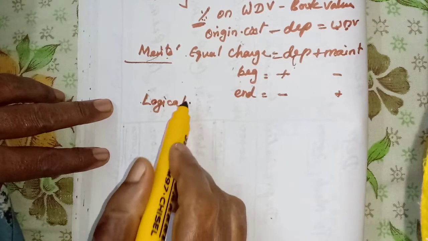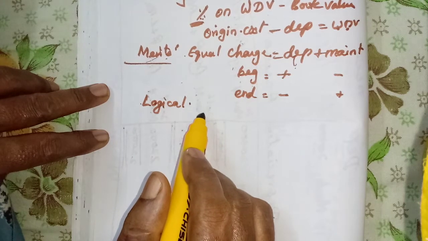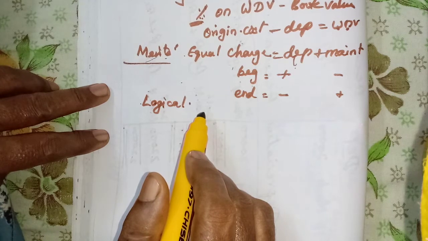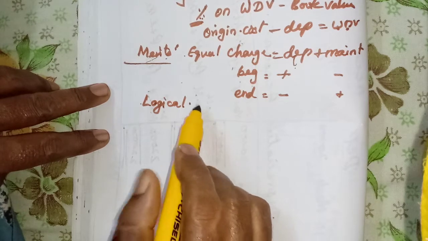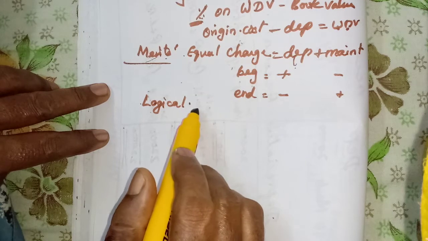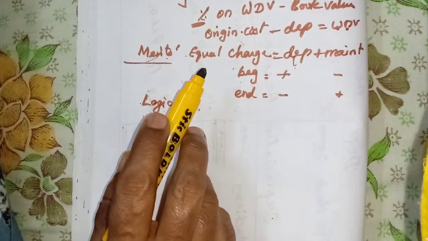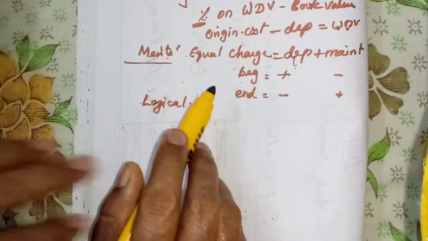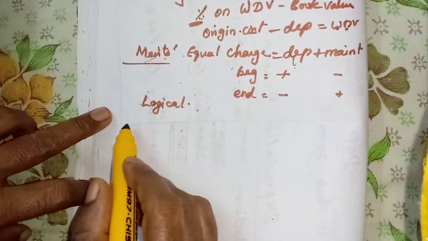There is a logic because in the initial years the asset has more productive capacity. We can produce more goods and run that machine more hours, so we charge more depreciation. Around the end of the life of the asset, it will not give more production. The production will get reduced, so the amount of depreciation also gets reduced. So there is a logic under this method.